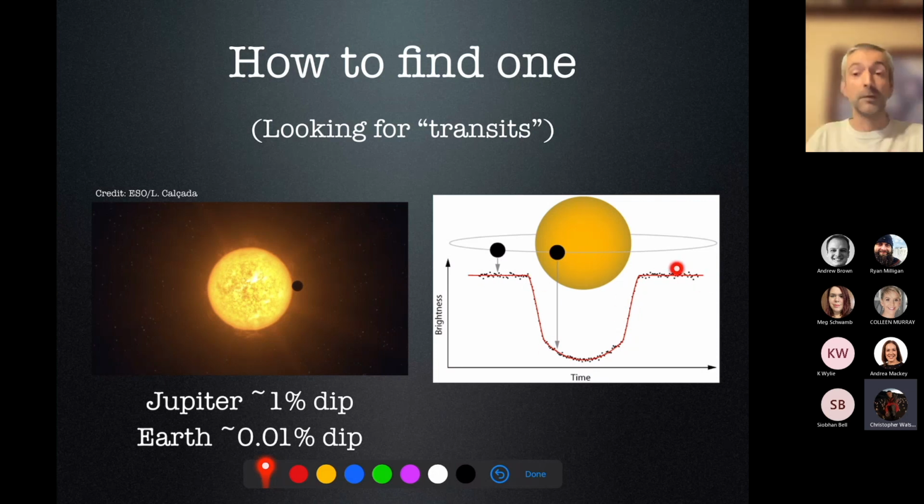If I'm an alien, looking back at the sun, and I happen to see Jupiter pass in front of the sun, I see about a 1% dip in the light, once every 12 years, roughly. For Earth, I would see a 0.01% dip in light. This is why we need to stick stuff into space to get above the blurring effects of the atmosphere. And we would see that occur, repeat once every year, which is quite difficult to do.